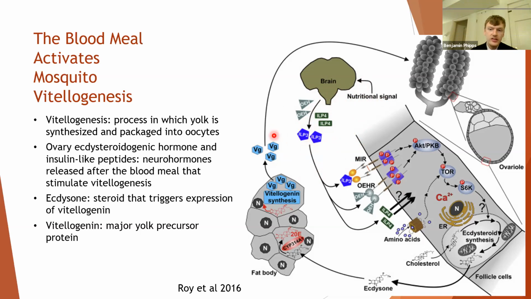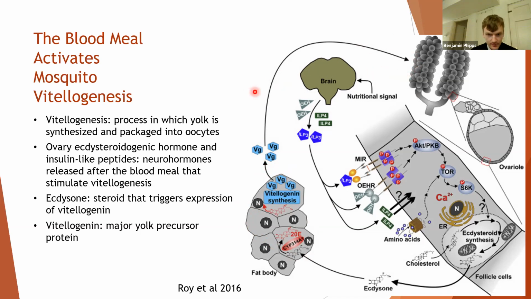These peptides stimulate the ovaries to produce a steroid hormone called ecdysone, which in turn triggers expression of vitellogenin, which is the major yolk precursor protein, by this nutrient storage tissue in insects called the fat body. And then vitellogenin is taken up by oocytes via receptor-mediated endocytosis.